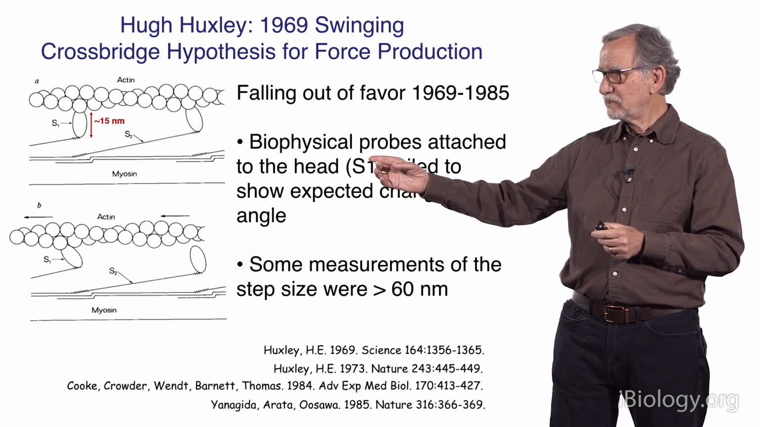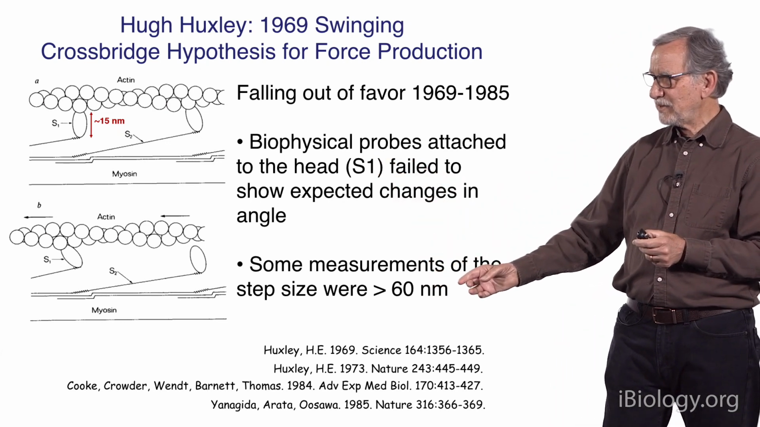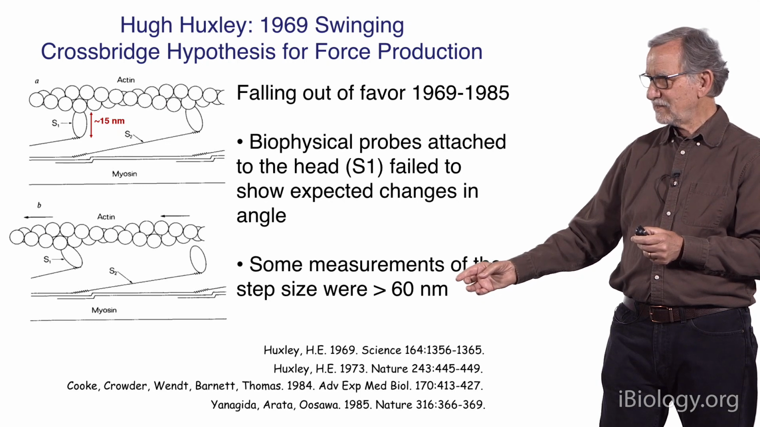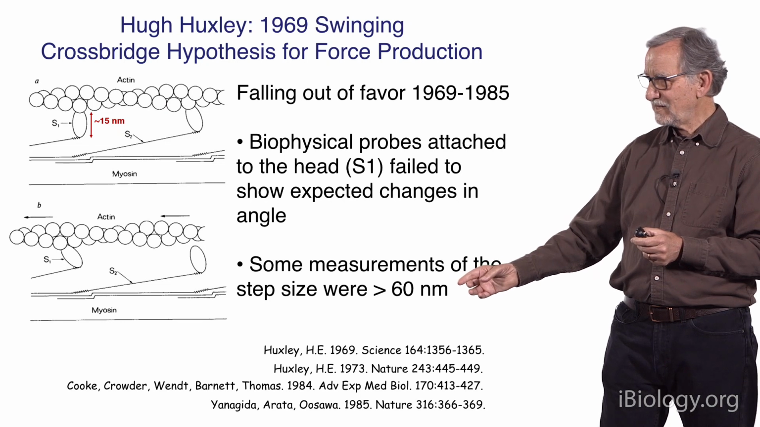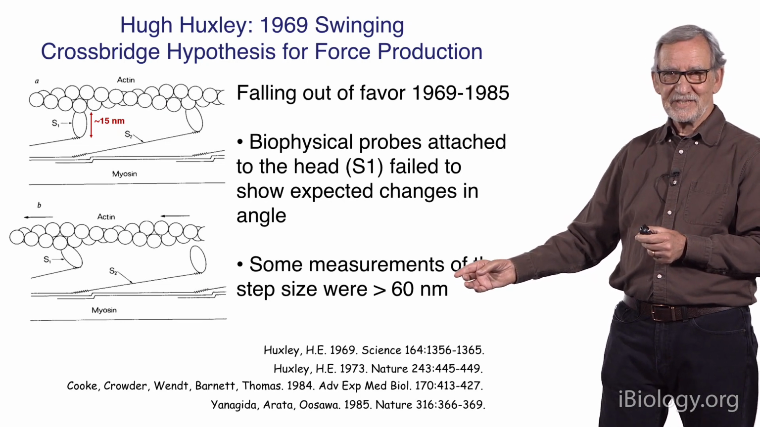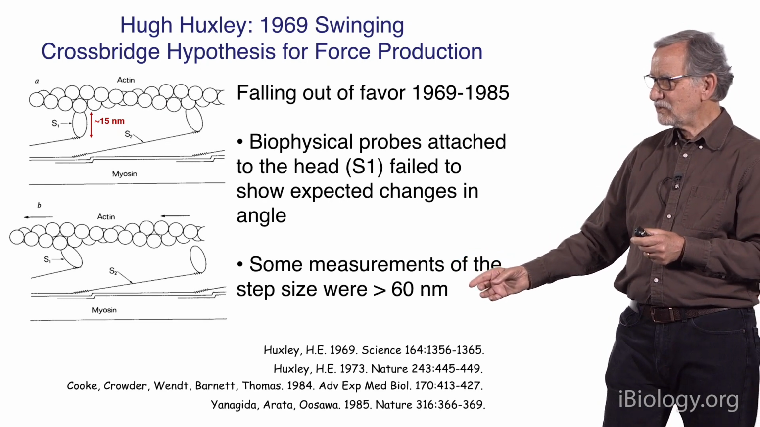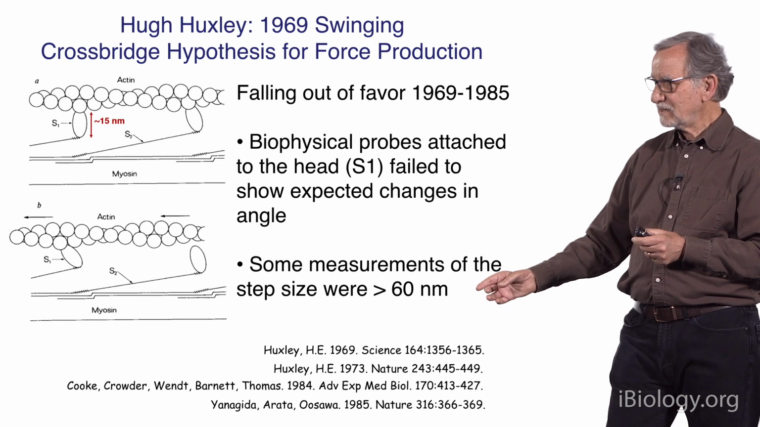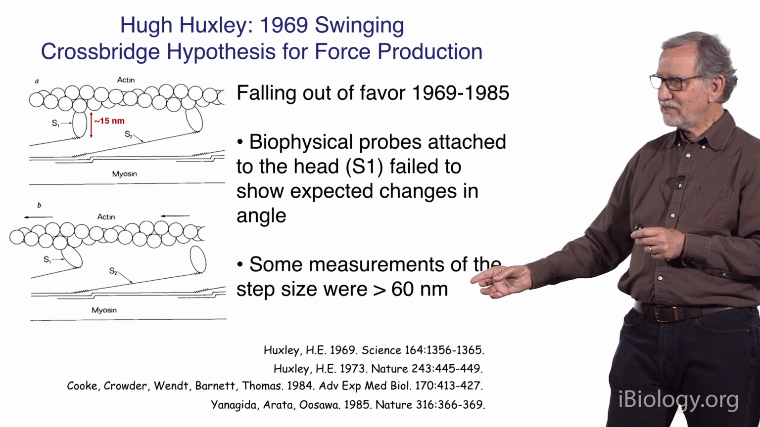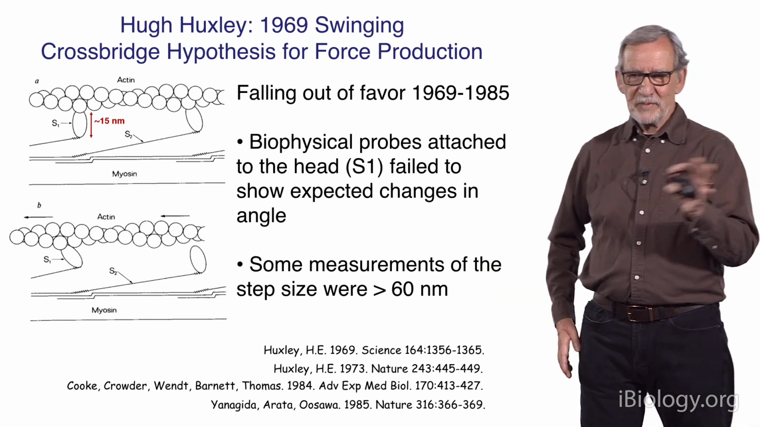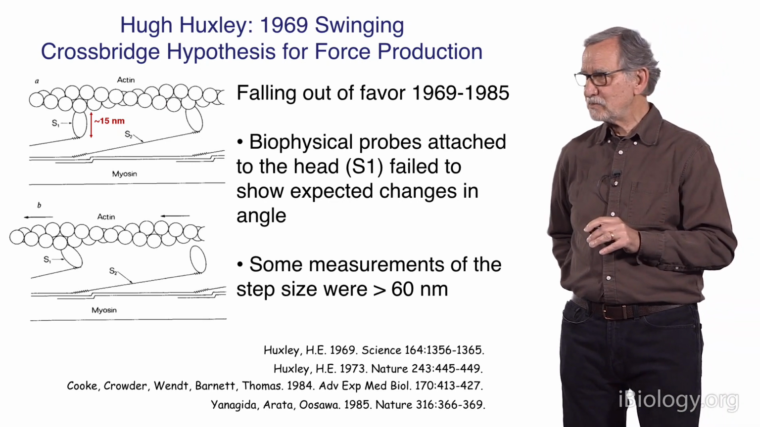Many different kinds of experiments. And maybe even more troubling were really very challenging experiments taken on by Toshio Yanagita in Japan, a very good friend of mine, although we have been competitors scientifically for many years. In Toshio's really elegant but complicated studies, he found that it looked like you had much more movement per ATP hydrolyzed than the 10 nanometers that you would expect from this model.